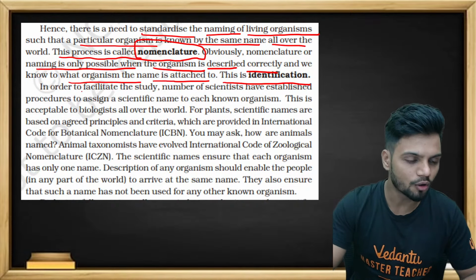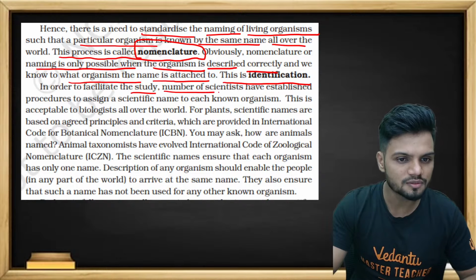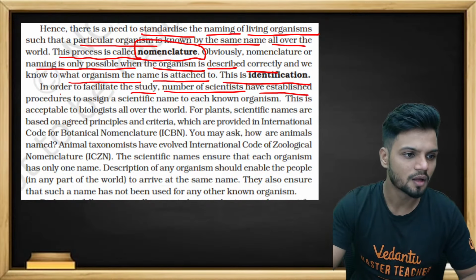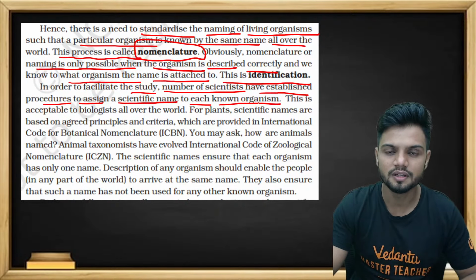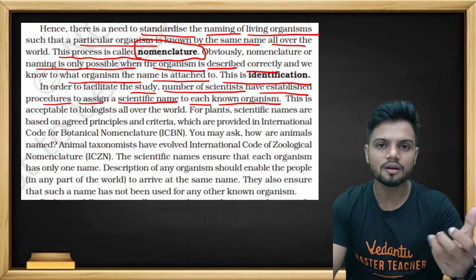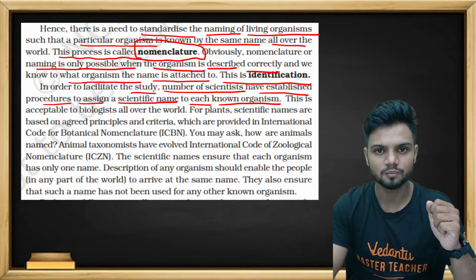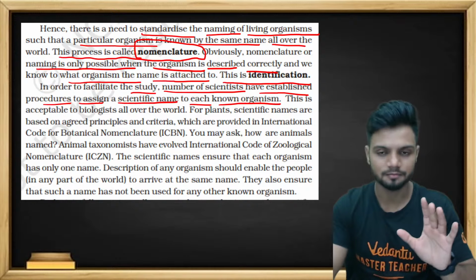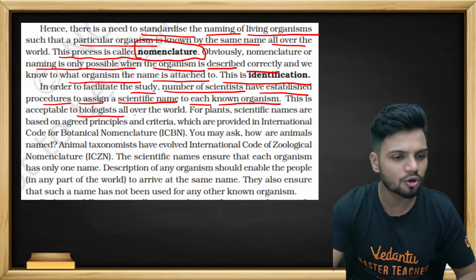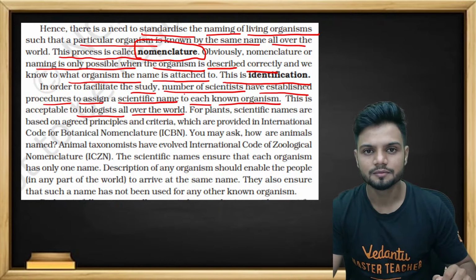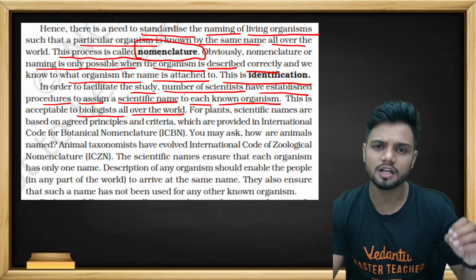Okay. In order to facilitate the study, number of scientists have established procedures to assign a scientific name to each known organism. Obviously, so throughout the world, every organism has a scientific name, identified ones. Okay. Now, this is acceptable to all biologists all over the world. You cannot tell, no, I will not agree. Mango is Mangifera indica, I will call it as mango only. No, you cannot do that.